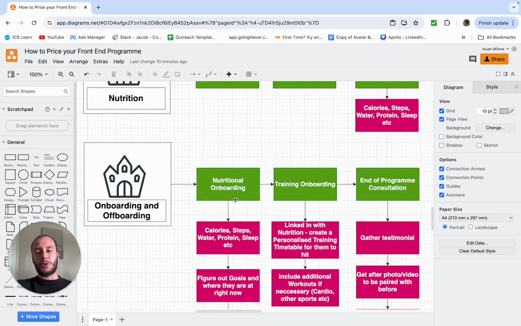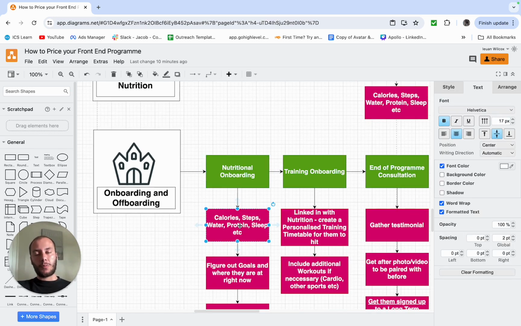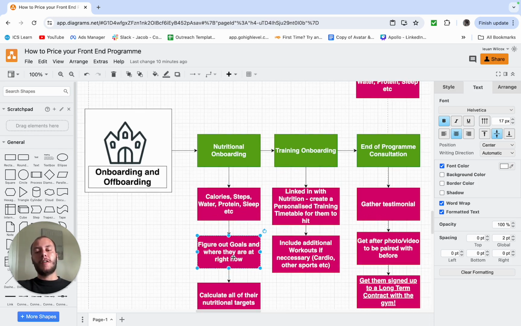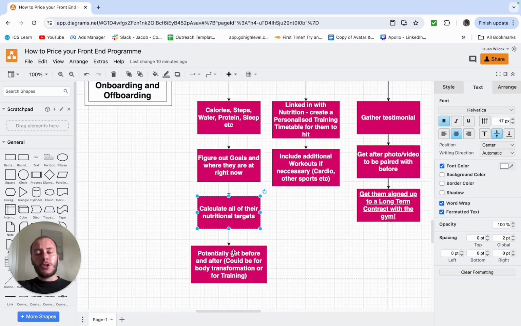So nutritional onboarding, you want this to just be a 10, 15-minute call. You're going to figure out what their weight is, what their current fitness levels are, and if they've done any calorie counting, any diet or nutrition stuff before. Then you're going to figure out what their goals are, obviously by speaking to them, and you're going to calculate all of their nutritional targets. Now, you should be able to work this out really easily. Obviously, you're a coach, so this shouldn't be an issue.